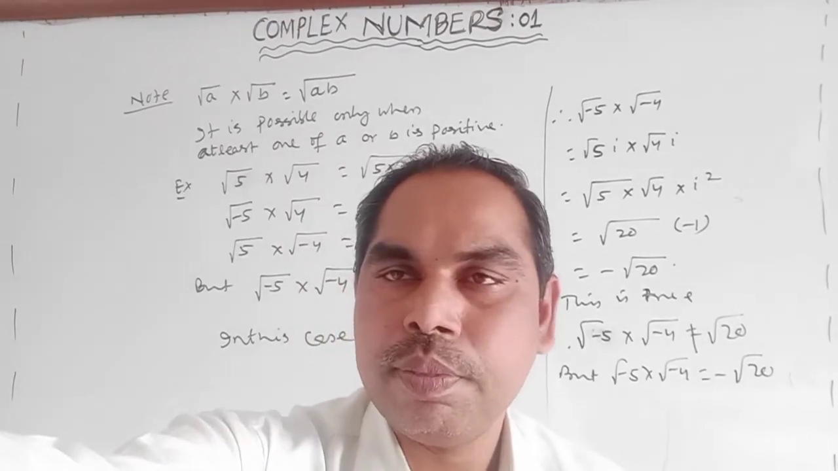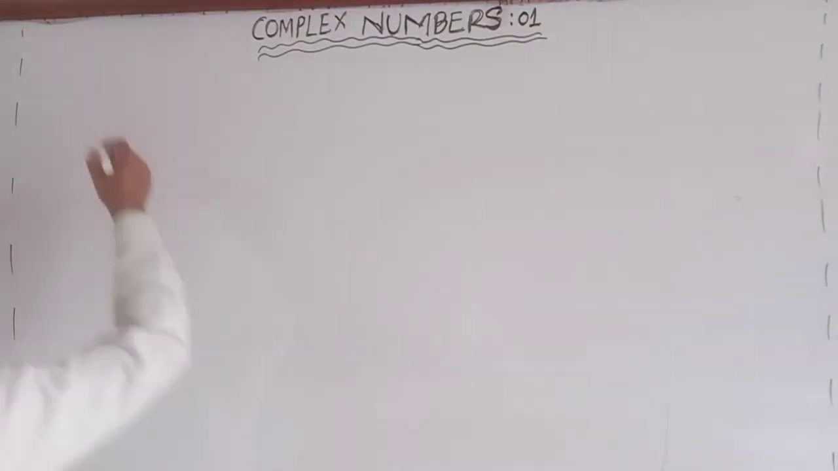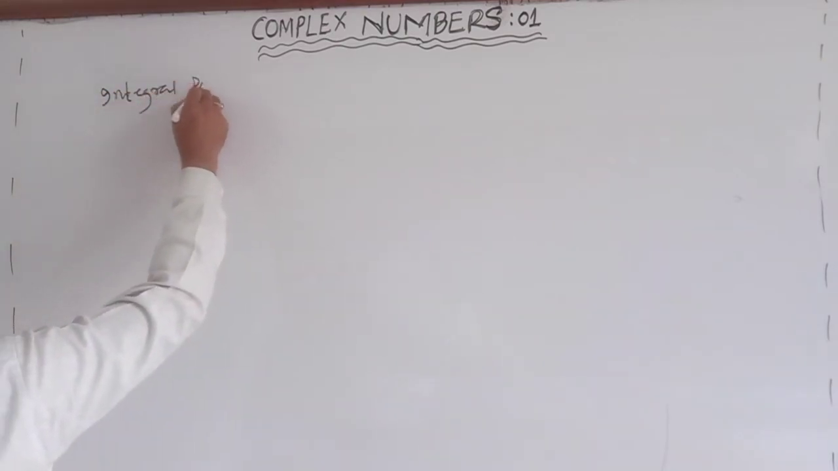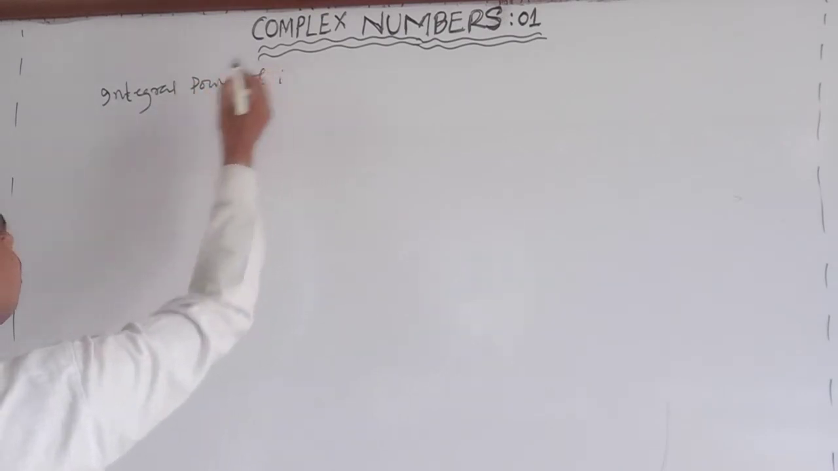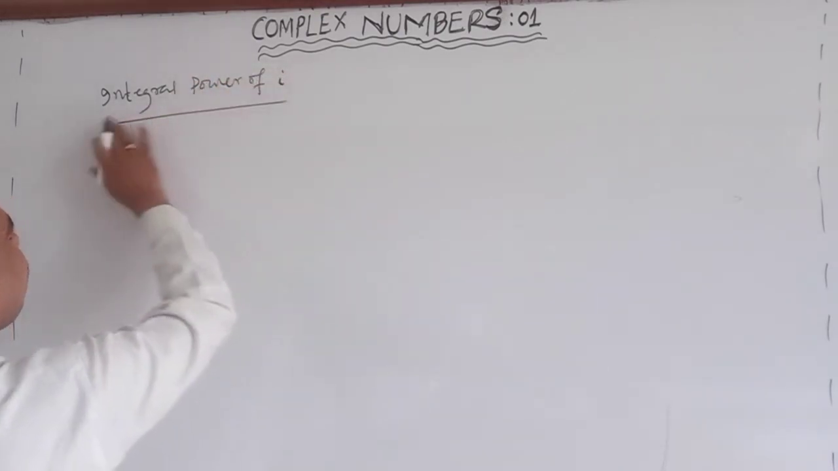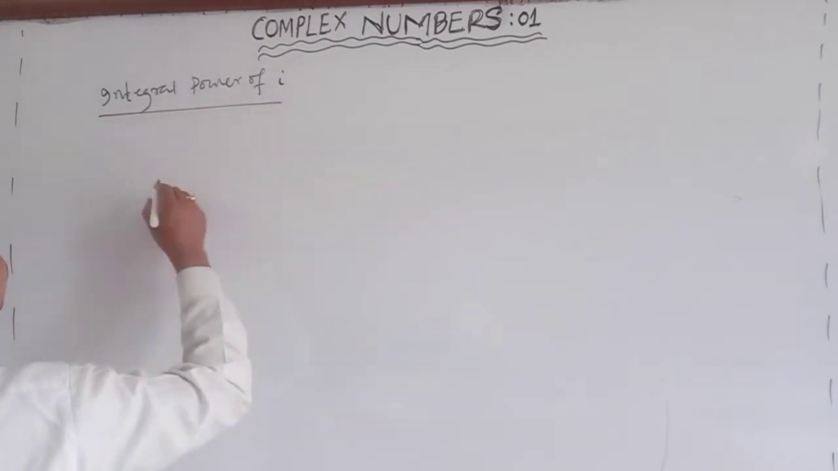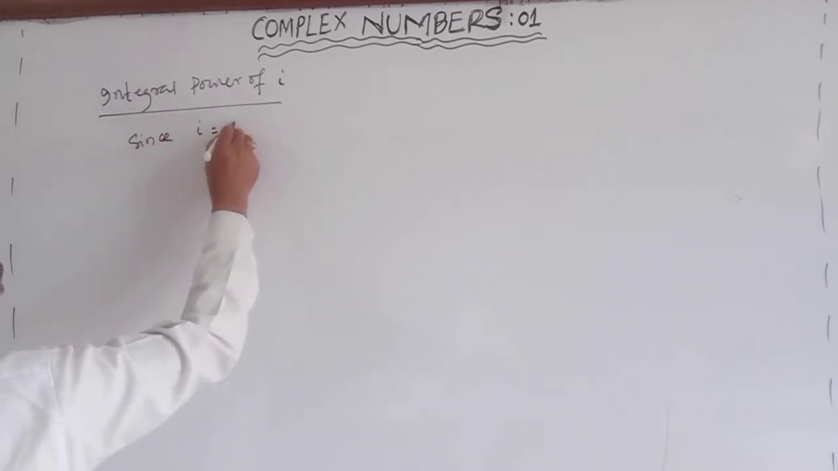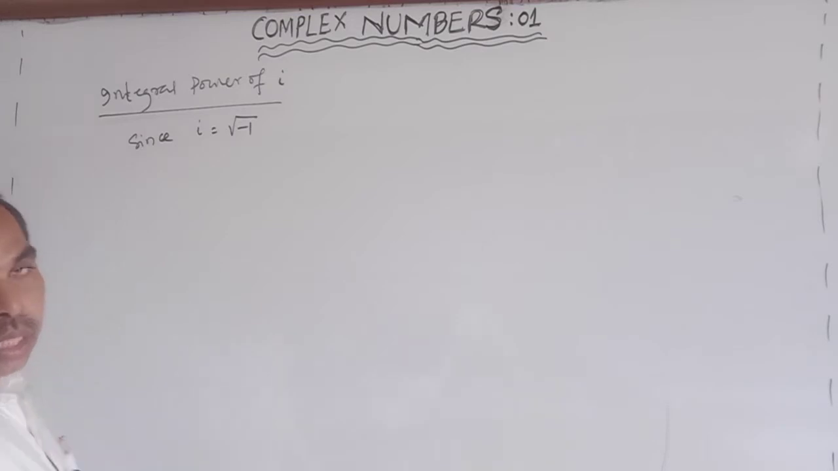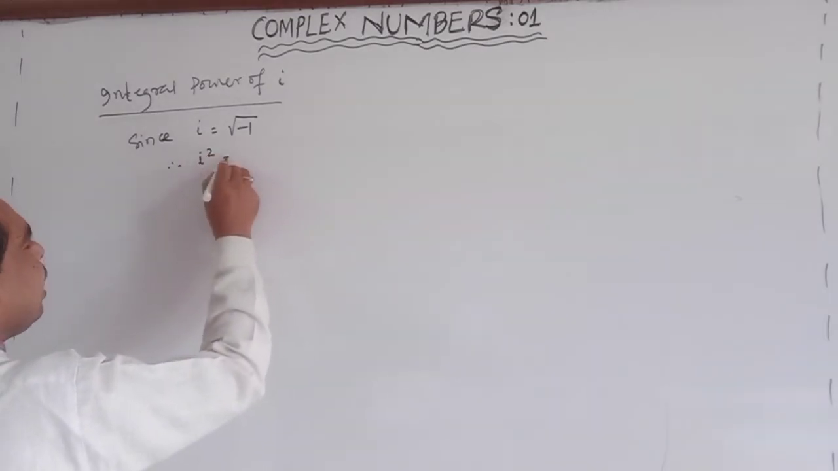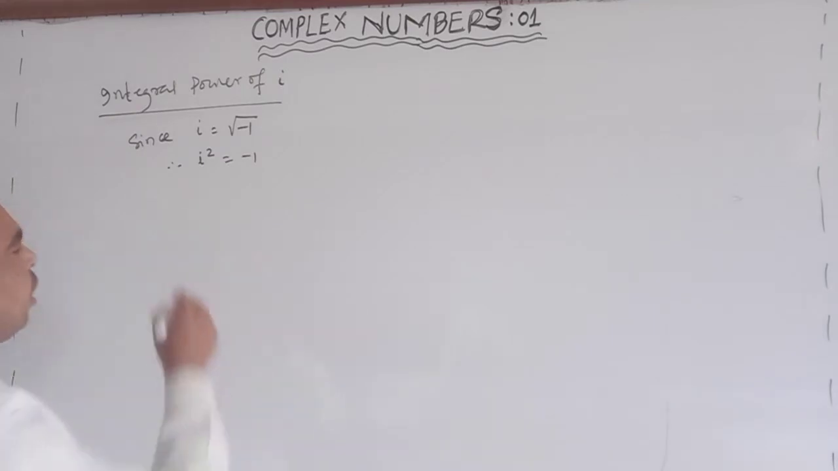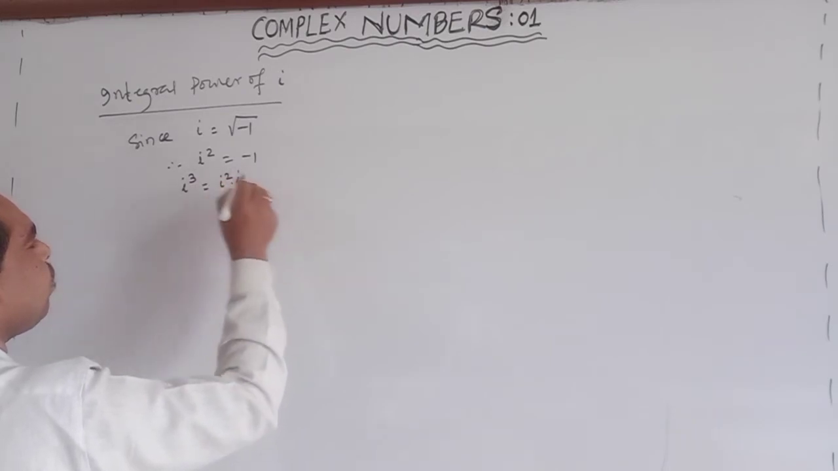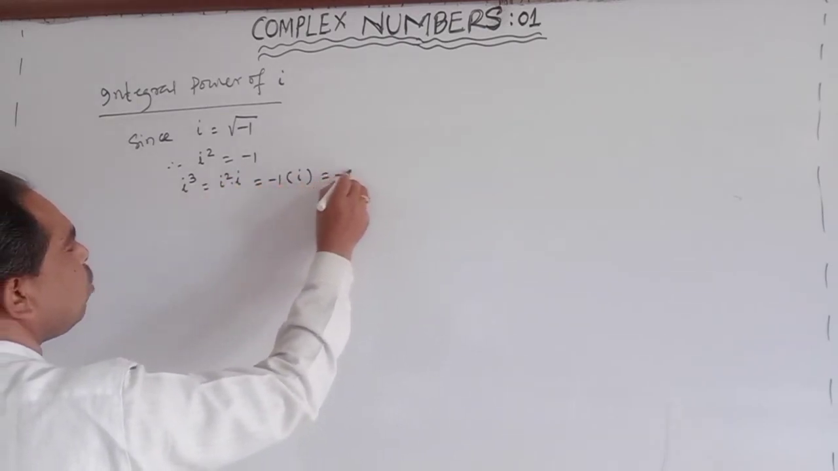Okay. Next, integral power of i. Integral power of i. Since i is equal to square root of minus 1, therefore i square is equal to minus 1. So i cube is equal to i square into i, minus 1 into i, is equal to minus i.